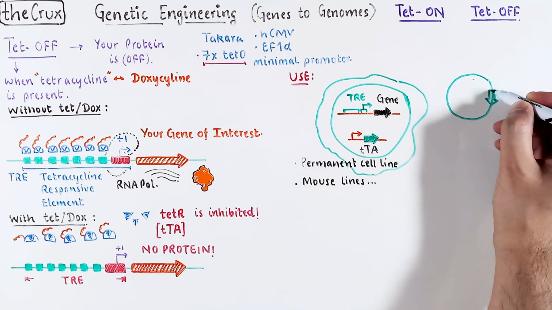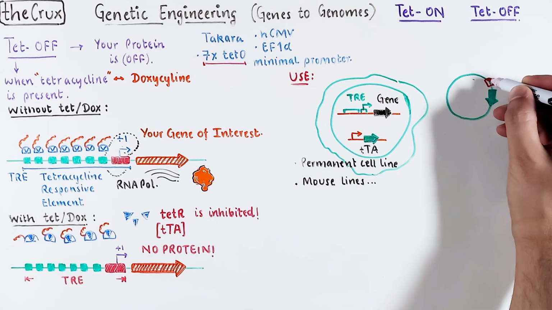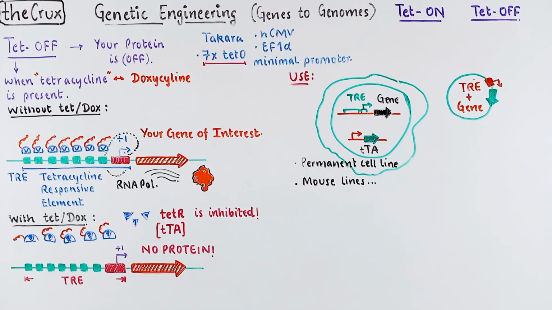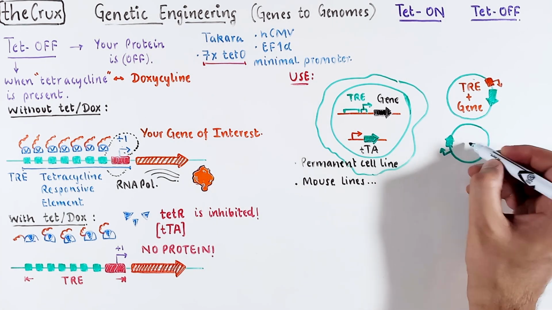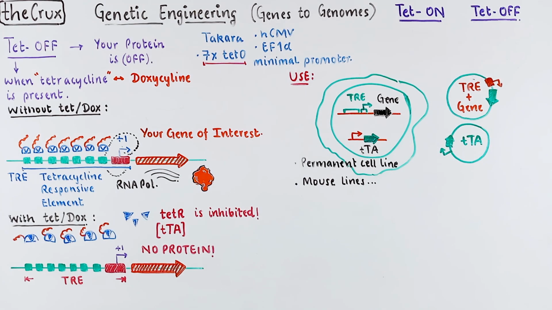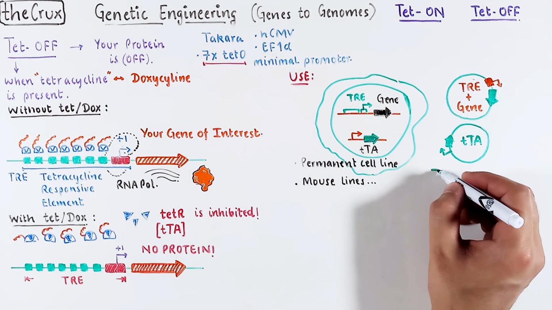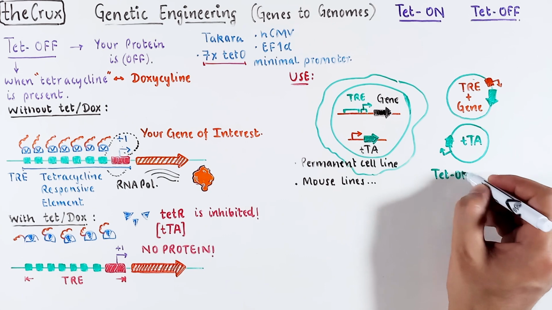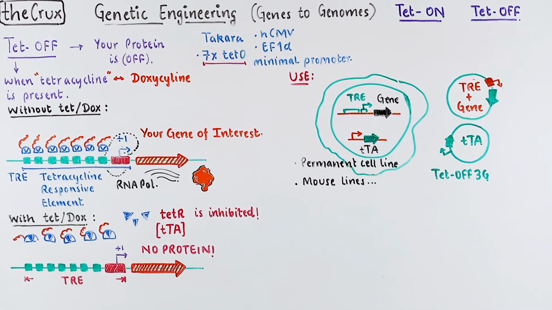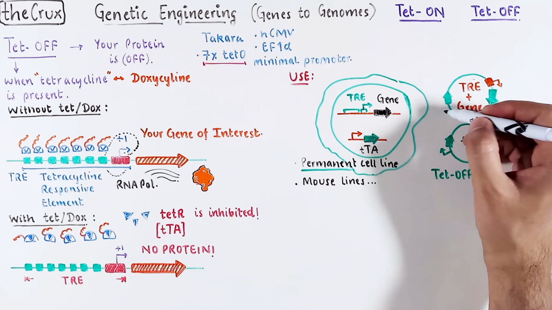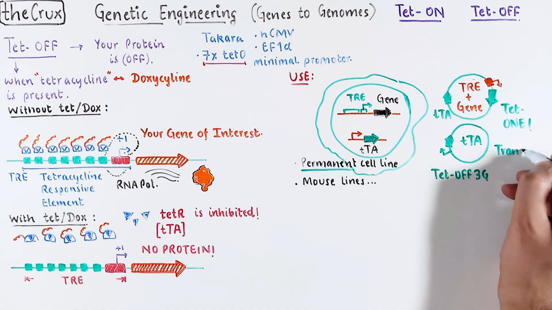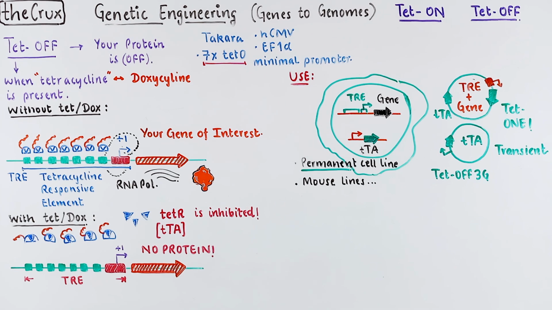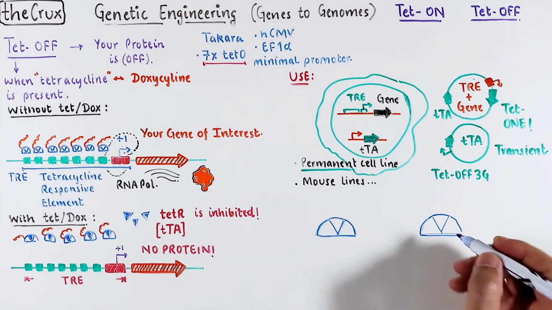A classic way is perhaps through plasmids, which of course is sold by Takara. One plasmid contains the TRE, where you clone your gene. The second plasmid contains the transactivator. This is Tet-OFF 3G, and you co-transfect both of these plasmids to get a transient expression control system instead of a permanent one. There is also a single plasmid version of it called Tet-ONE, which again is a plasmid-based system for transient expression.